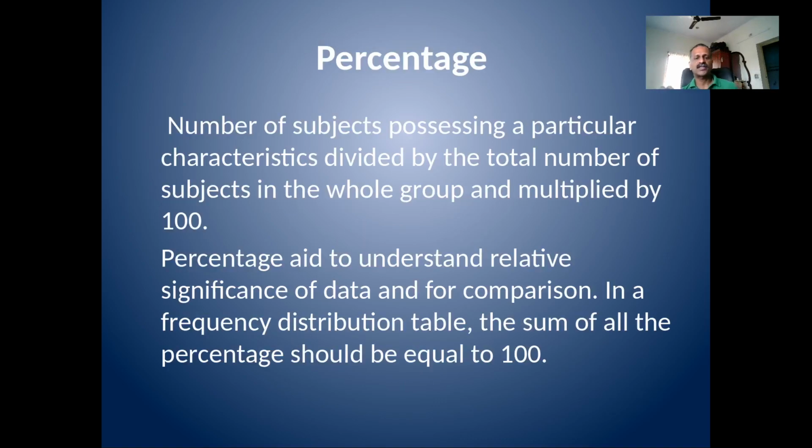Then the percentage: that's the number of subjects possessing a particular characteristic divided by the total number of subjects in the whole group and multiplied by 100. That is a percentage. It aids in understanding the relative significance of the data and for comparison. In a frequency distribution table, the sum of all the percentages should be equal to 100. So it will not become more than 100.